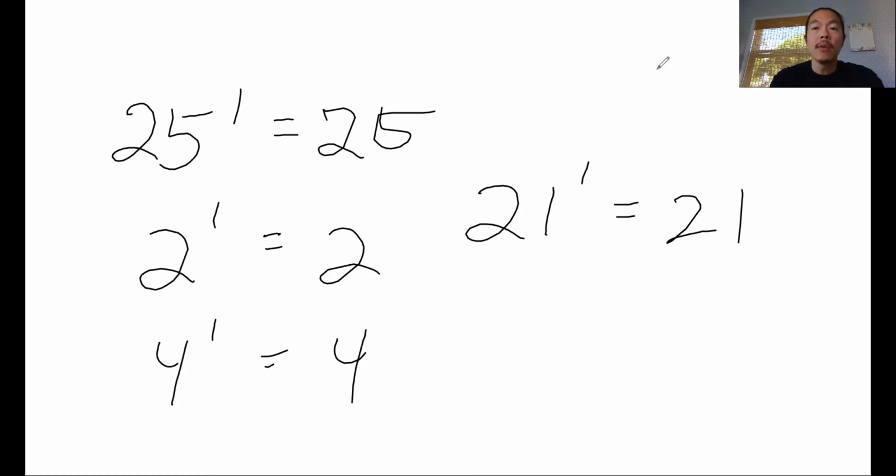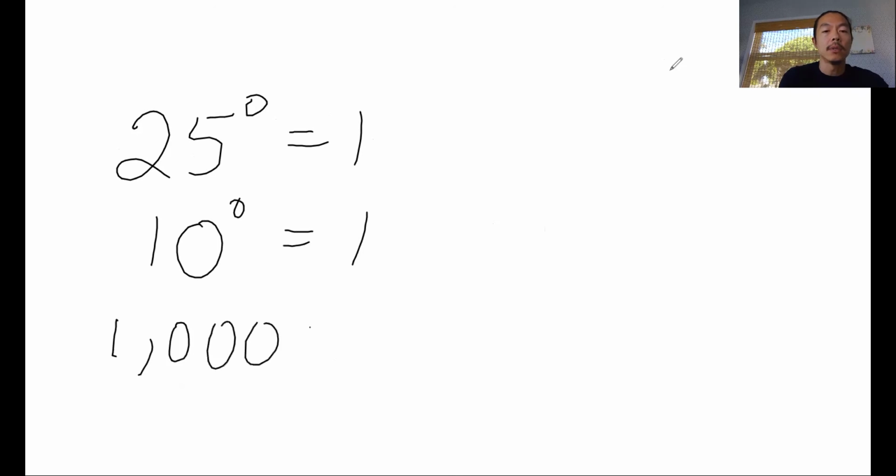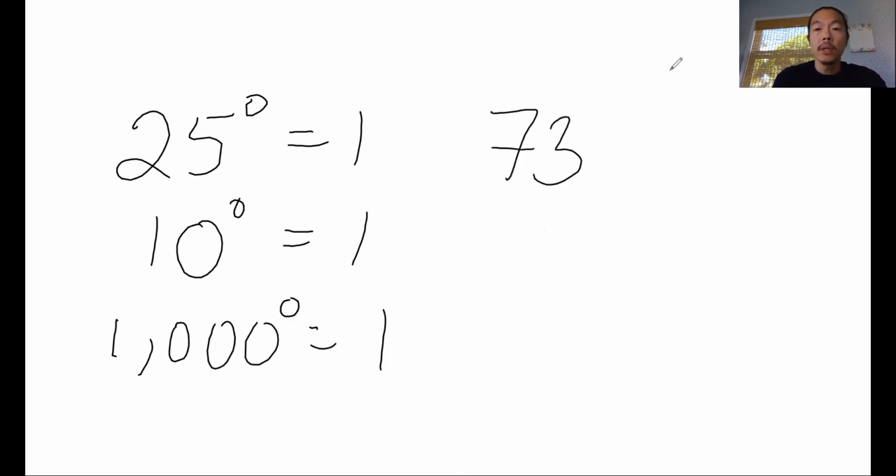Okay? The other problem that can be confusing is something to the 0 power. So if you have 25 to the 0 power, it's 1. If you have 10 to the 0 power, it's 1. If you have 1,000 to the 0 power, it's 1. If you have 73 to the 0 power, it's 1. So I think you get the pattern. Anything to the 0 power is always going to be 1. Even huge numbers like a million. A million to the 0 power would be 1. Okay?